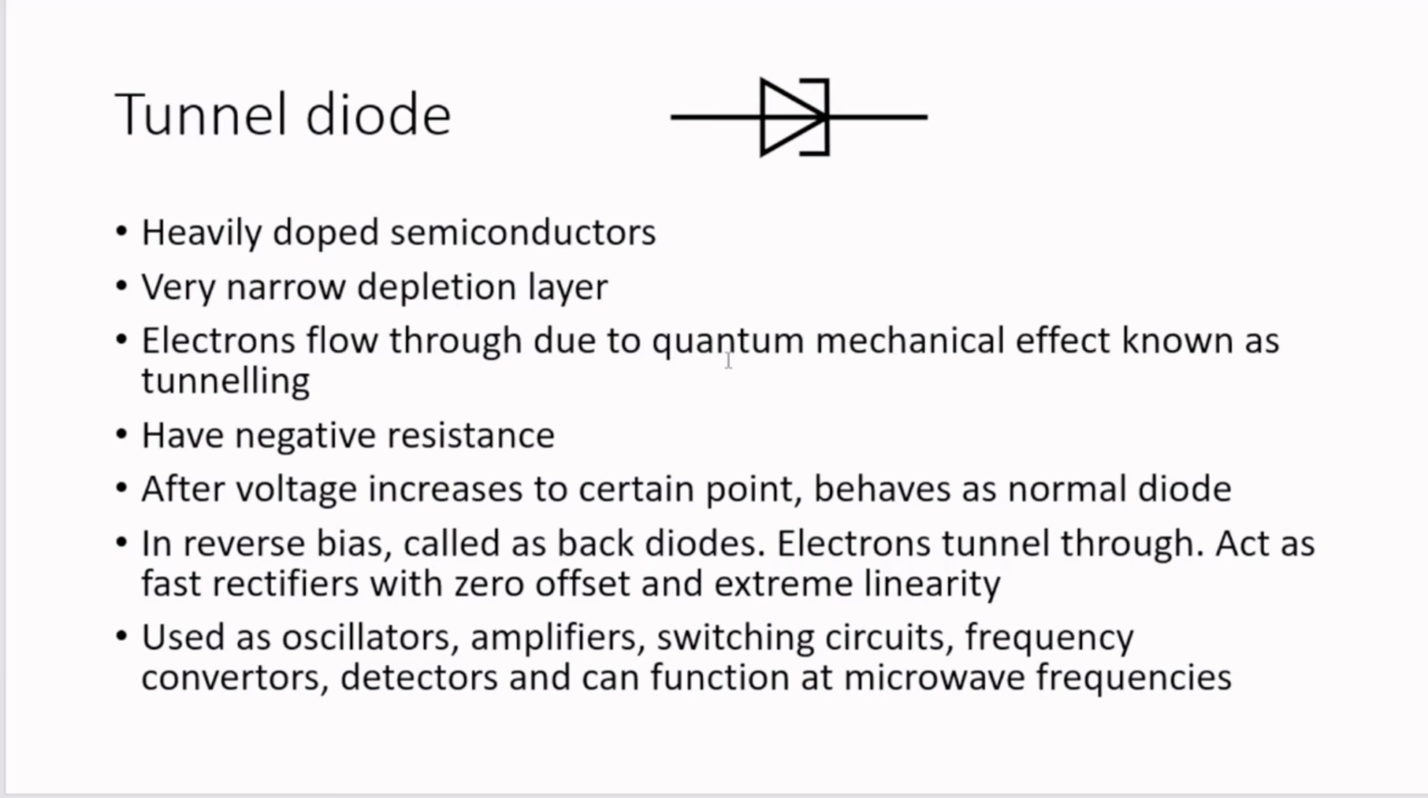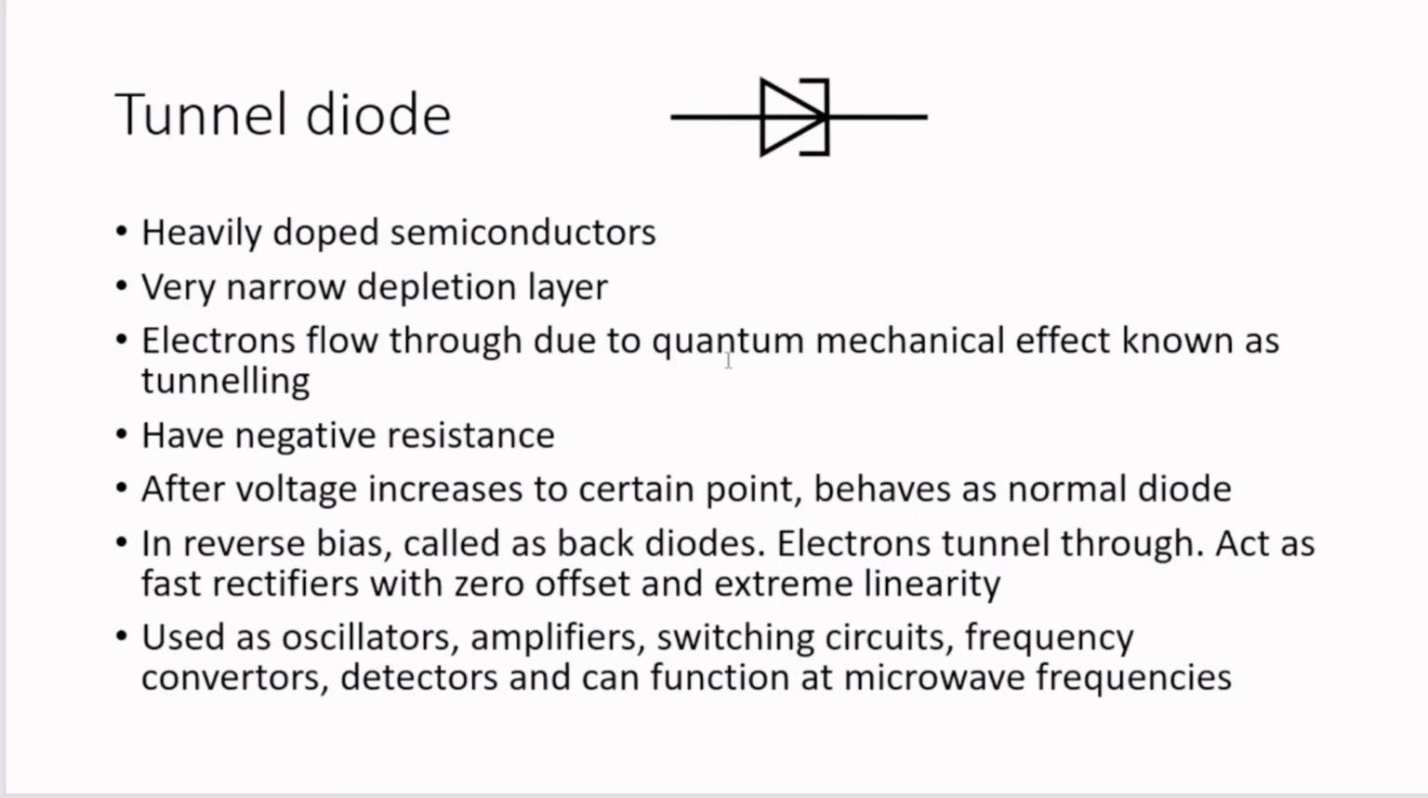will flow. Now, if the voltage is increased to a certain point, they start behaving as a normal diode, right? And in reverse bias, it is also called a back diode because electrons tunnel through. They can act as fast rectifiers with zero offset and extreme linearity. We will understand this more when we are covering the rectifiers.